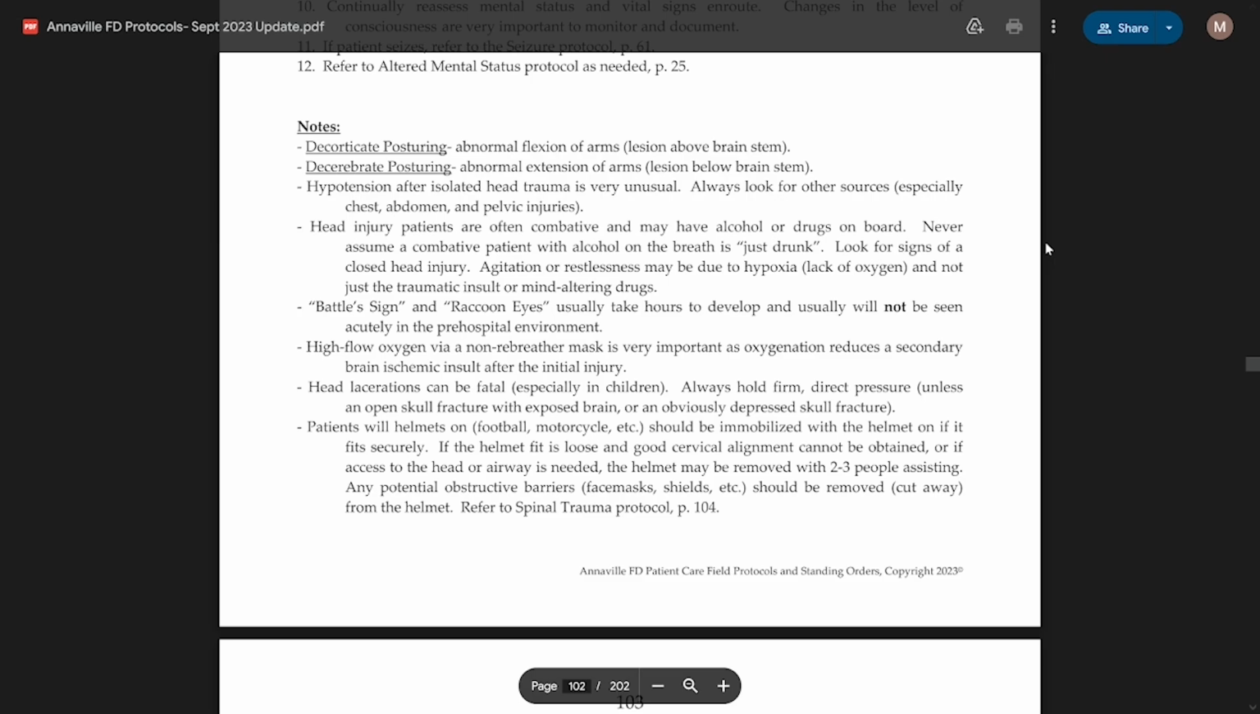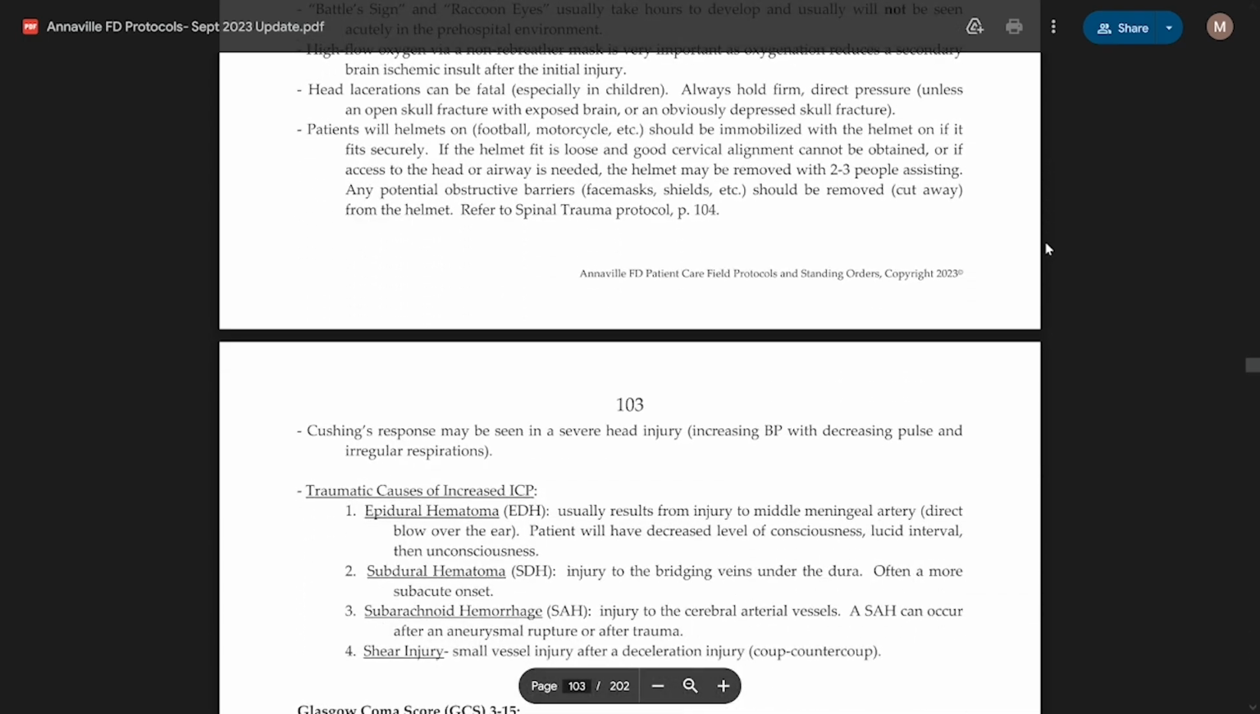Patients with helmets on, either playing football or riding a motorcycle, should be immobilized with the helmet on if it fits securely. If it's loose and good cervical alignment cannot be obtained, or if access to the head or airway is needed, the helmet may be removed with 2 to 3 people assisting. Any potential obstructive barriers, such as a face mask or shield, should be removed or cut away from the helmet. Refer to the Spinal Trauma Protocol on page 104.